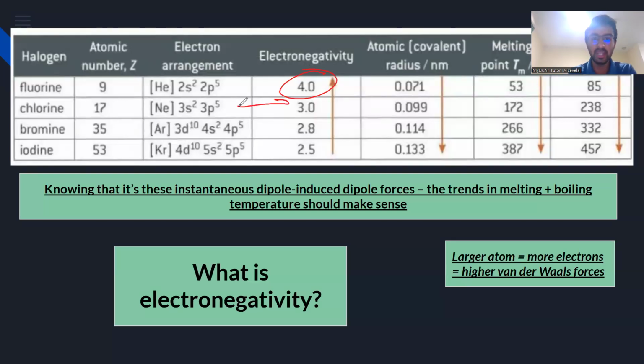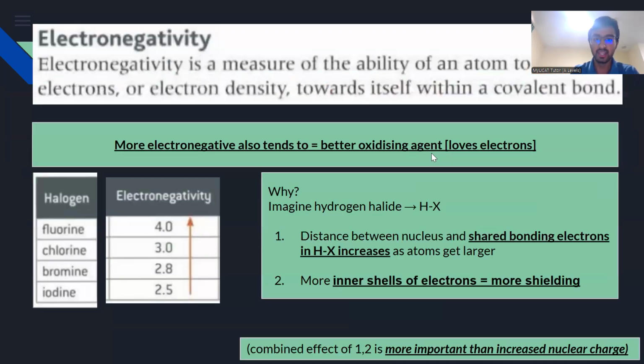And as we go down the group, they become less and less electronegative. Now, chlorine is still pretty electronegative compared to other elements. So halogens by default are pretty electronegative. But as we move down the group from fluorine, they become less and less able to attract a bonding pair of electrons. So they're less desperate to attract electrons.